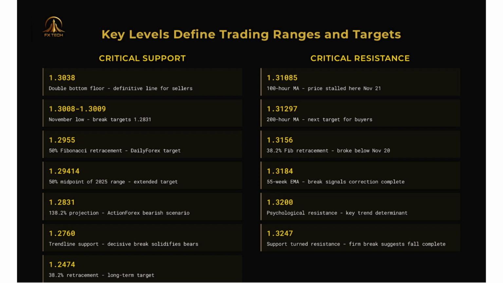On the resistance side, the 100-hour moving average at 1.31085 is where price stalled on November 21st. The 200-hour MA at 1.31297 is the next target for buyers. Above that, we have the 38.2% fib retracement at 1.3156, the 55-week EMA at 1.3184, psychological resistance at 1.3200, and the critical support turned resistance at 1.3247, where a firm break would suggest the fall from 1.3787 is complete.